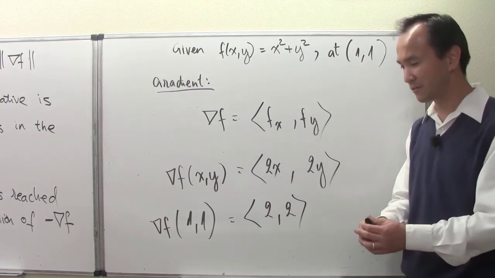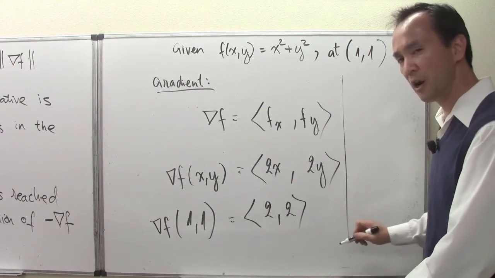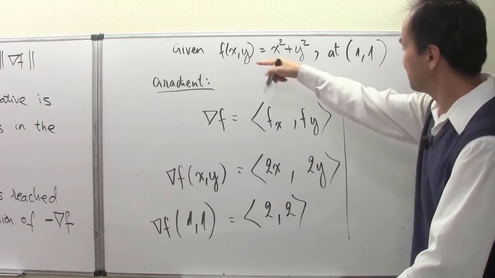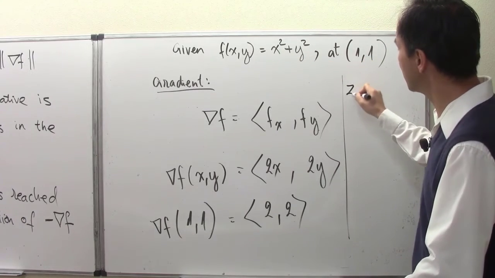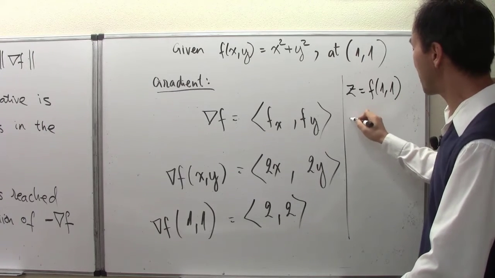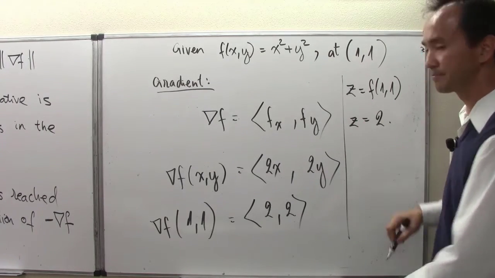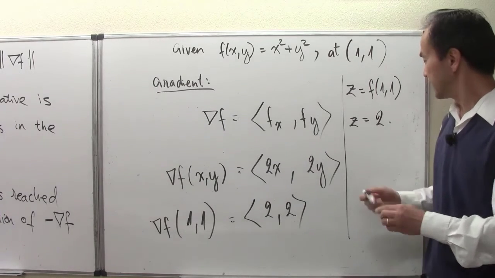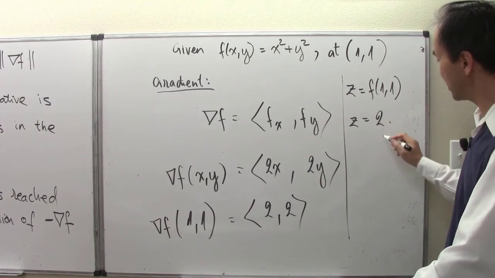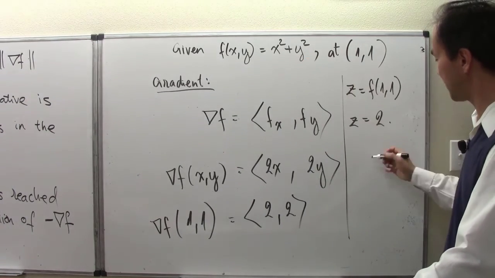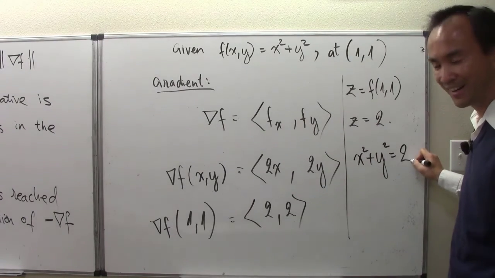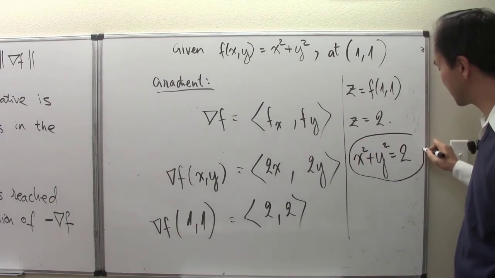But now let me do a graphical illustration. Before I swing over to the computer screen, at 1, 1 right here, if we substitute this into the function, we're looking at z equals f of 1, 1. This is now a function evaluation problem, which is 2. Okay, 1, 1 will give me a 2. But now, if I equate this 2 with the function, then I'm looking at x squared plus y squared equals 2.